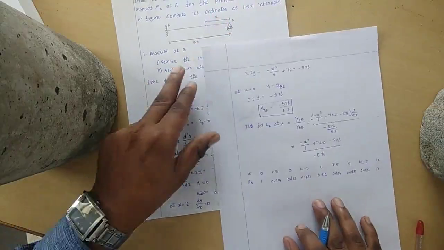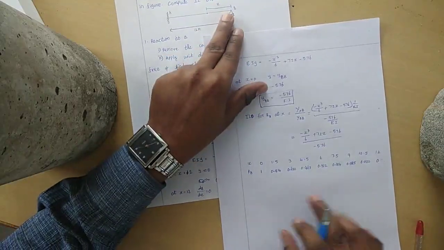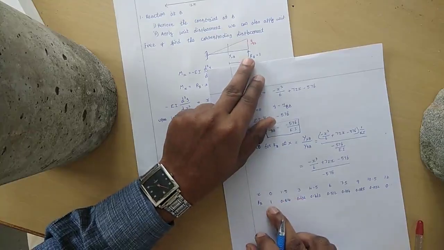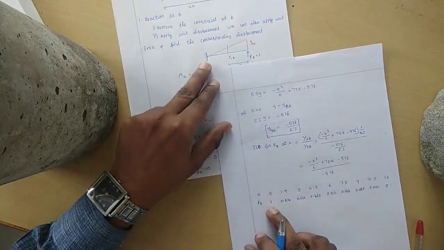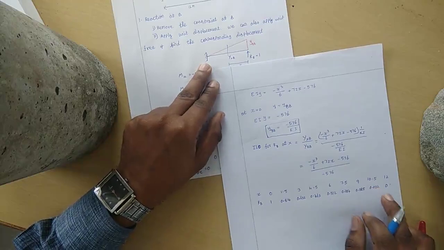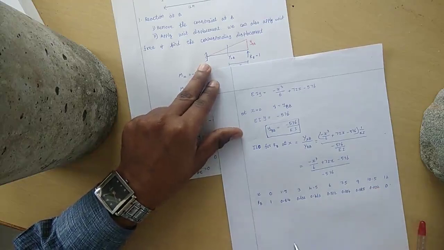Because if you see here, 0 is at B, so we are substituting the unit load at B, and the reaction will be maximum, 1. And at point A, we know that it is a fixed support, so there will be no reaction and the value will be 0. So this is how you need to calculate the value.